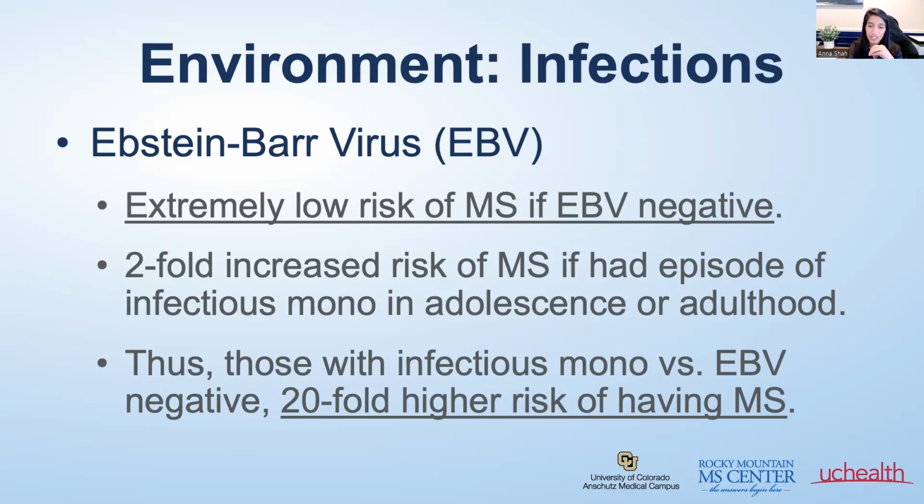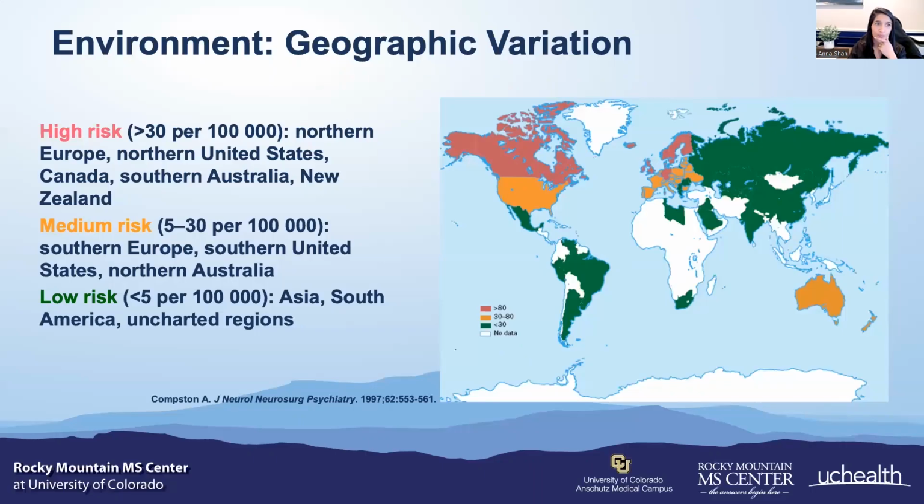But it is interesting that those that have infectious mono versus are EBV negative, we know have a much higher risk of having MS. Now, some people have argued, is this the direct cause of MS? And I don't think that's necessarily the case, because there's a lot of people that get EBV infections that don't go on to develop MS. So an interesting theory is EBV exposure in those that already have a genetic predisposition?